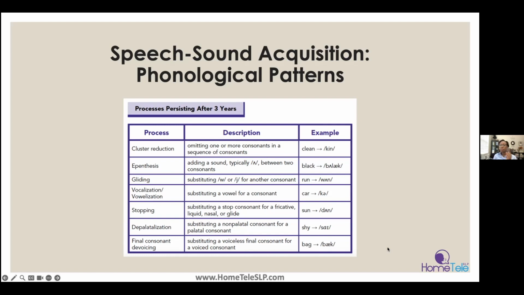I'll just skip the next one, epenthesis, and go to gliding, because this is a very common process that we see in children who are still around the ages of 4 and 5. That is when they will substitute the W sound. In brackets, you see the W, and that is saying the sound for W. So they'll substitute wa, or you see the J in brackets, that's actually the ya sound. They'll substitute wa or ya for another consonant.